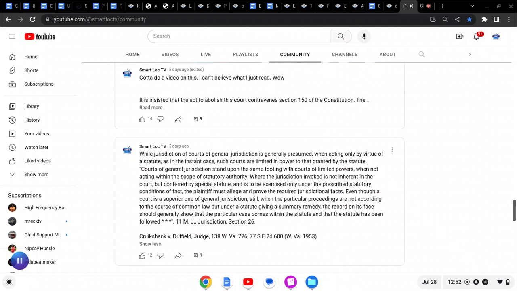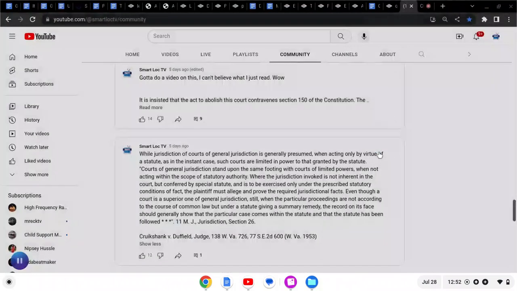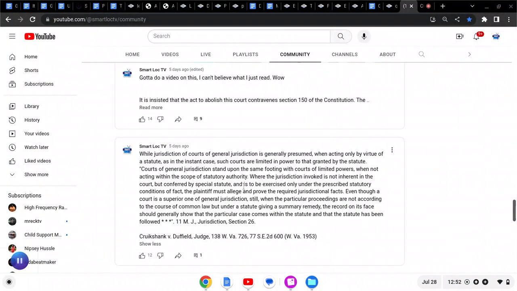A court case. This was in West Virginia. They're saying the same thing that I just told y'all about the Alabama case. When a superior court is exercising jurisdiction under a statute, it's no longer a superior court. Go read that. It's telling you the same thing. I'll be right back. Let me pause it again.